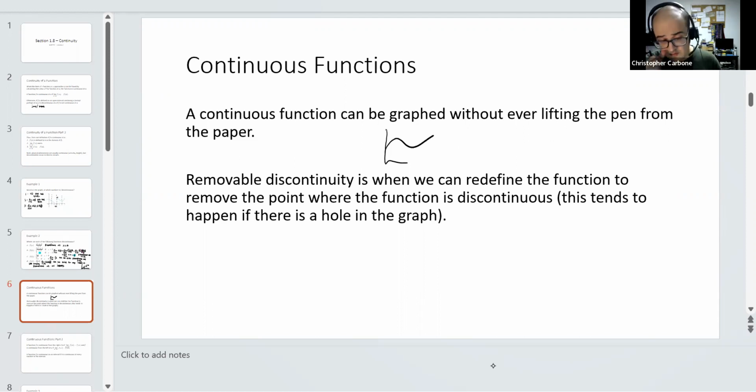We could have something such as a removable discontinuity. So that would have been what we had seen in example 2. This is when we can redefine the function to remove the point where the function is discontinuous. And that happens when we have a hole in the graph. So this, as an example, would have been example 2.